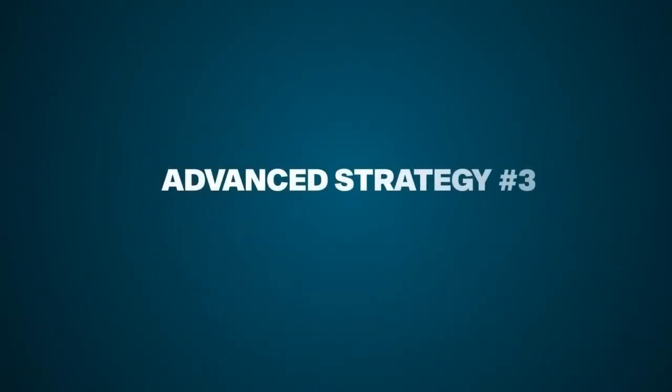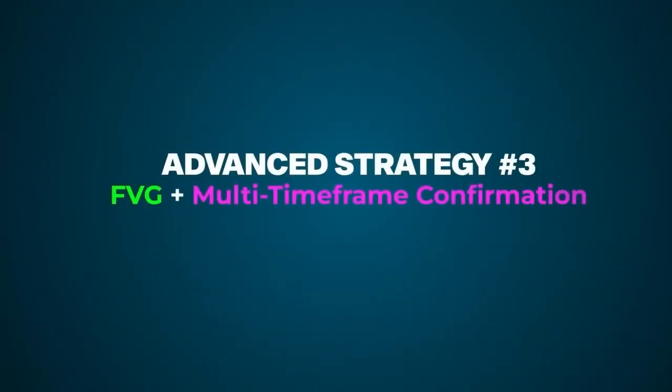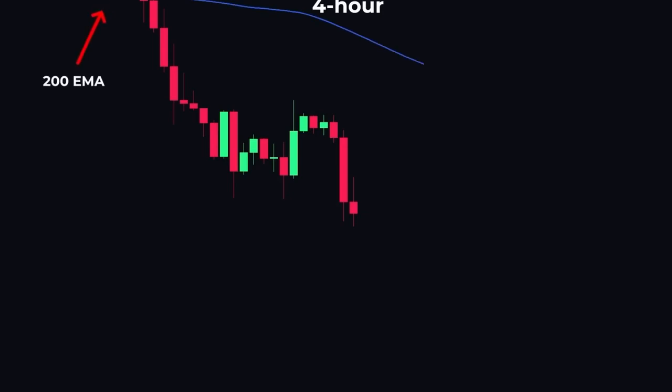Advanced strategy number 3. In this strategy, we're combining fair value gap trading with multi-time frame confirmation. First, start by choosing a time frame, preferably higher time frames like the 4-hour chart. Next, identify the long-term trend using the 200-period EMA indicator. The EMA helps to ensure that we're trading in the same direction of the long-term trend.